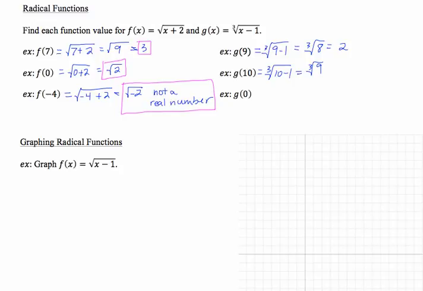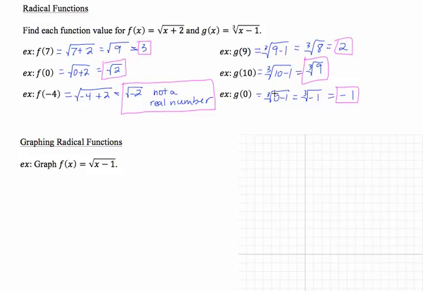And g of 0 would be cubed root of 0 minus 1, or the cubed root of negative 1, which we know to be negative 1. Negative 1 cubed is negative 1. Okay, so that's just using radicals as functions. Now let's graph a radical function, and see what it looks like. This is where it gets pretty interesting.